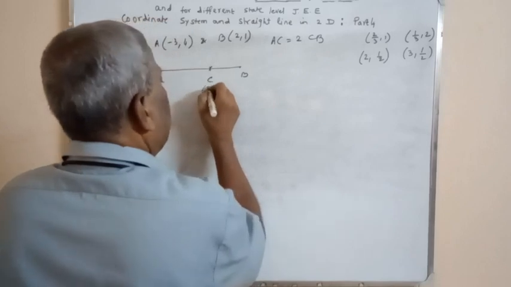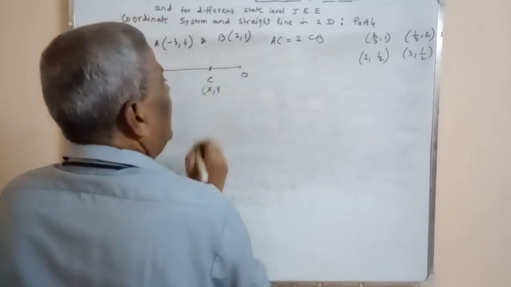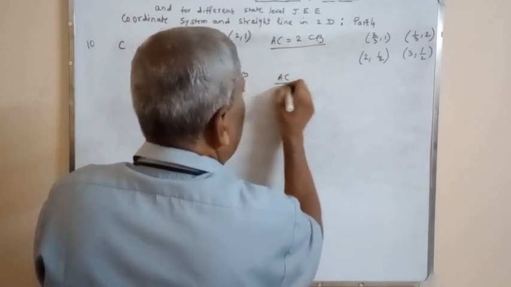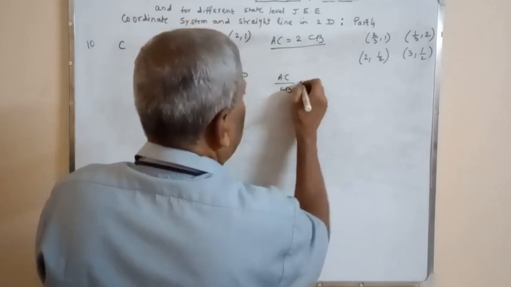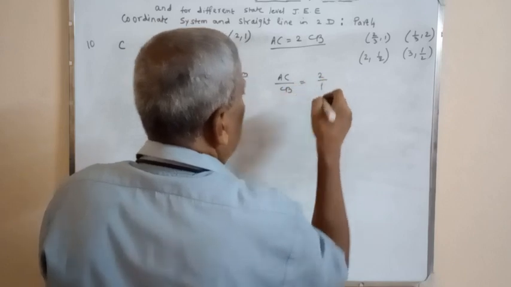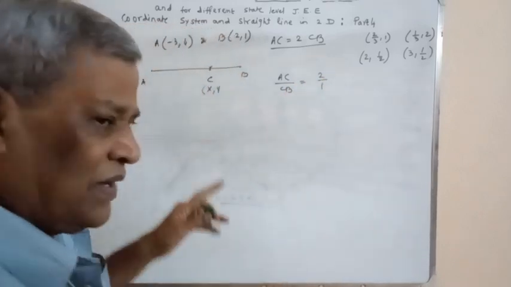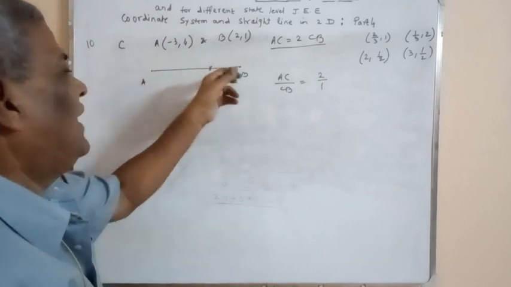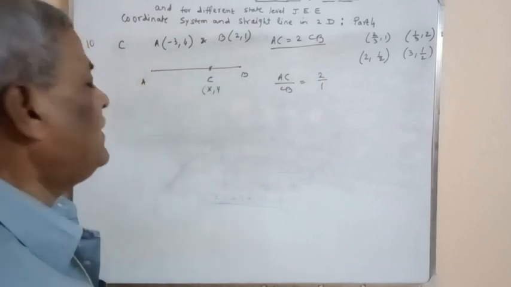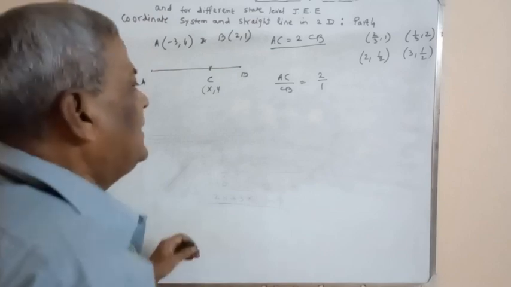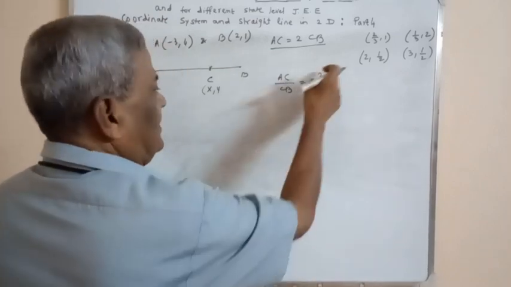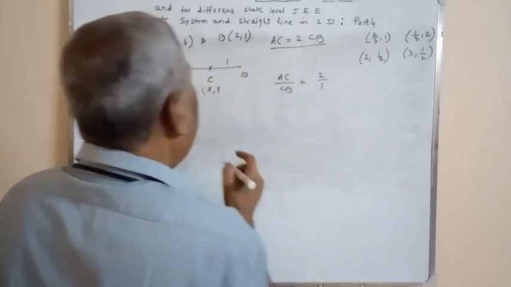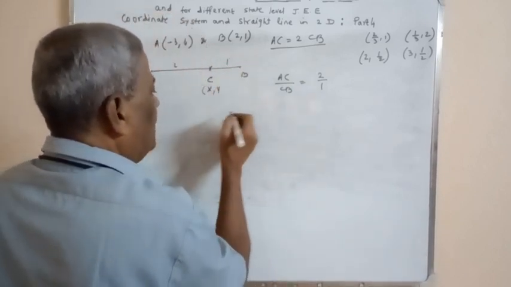Suppose this is capital X, capital Y. Now from this one, we get AC by CB is equal to 2, means 2 by 1. That is, very clearly, C divides the line segment joining A to B in the ratio 2:1. Now, very easily you can find the coordinate of C.